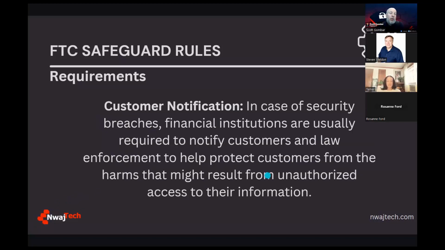And in case of a breach, financial institutions are usually required to notify customers and law enforcement to help protect customers from the harms that might result from unauthorized access to their information. Now, in Connecticut, we have some of the strictest data breach laws in the country, and you will have to report to the Attorney General as well. But if you have a breach and you're a financial institution, then you do have to report it to the FTC. I think the number is 5,000 records. I'd have to double check that, but as long as you have a certain number of records, then you have to report it to the FTC.